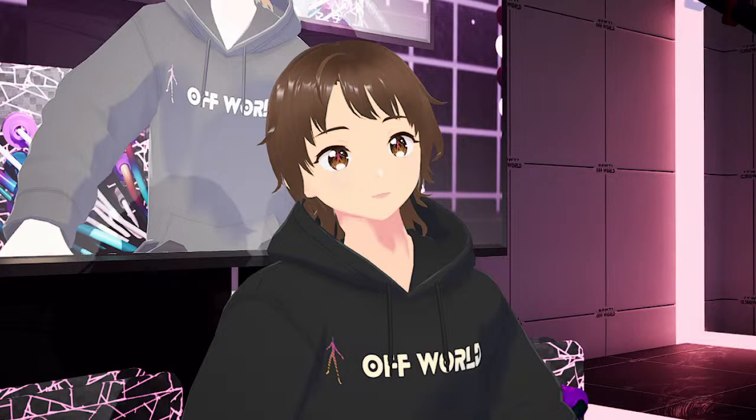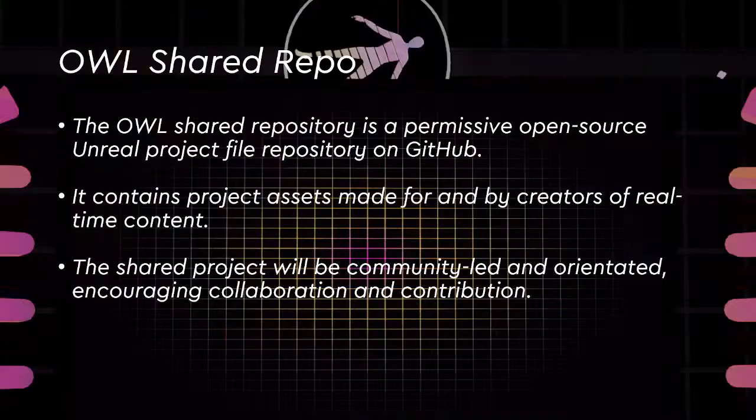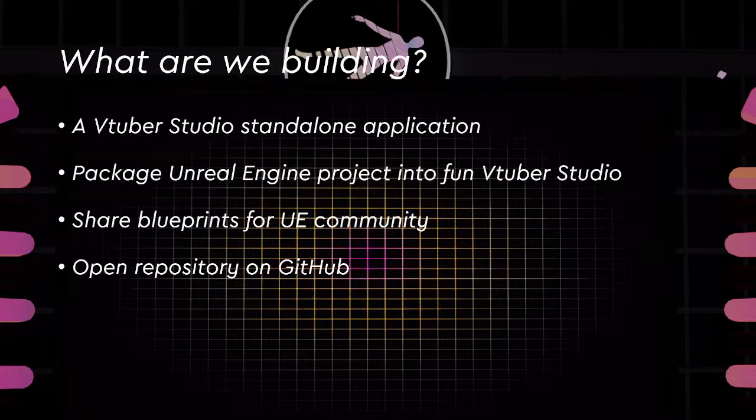Again, the Offworld Live shared repository is a permissive open source Unreal project file repository on GitHub, and it's powered by our community program VTuber project. The Offworld Live shared repository contains a lot of project assets made for and by creators of real-time content. This shared project will be community-led and oriented, allowing collaboration and contribution for the Offworld community.